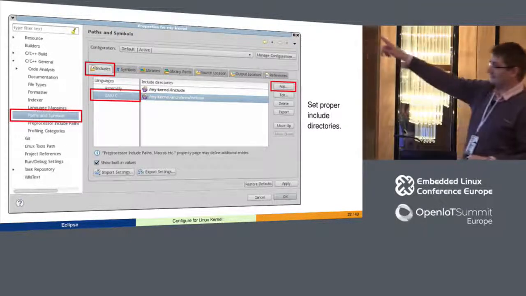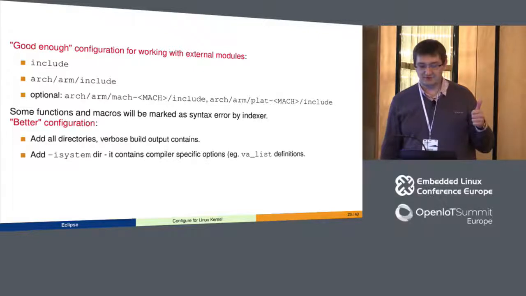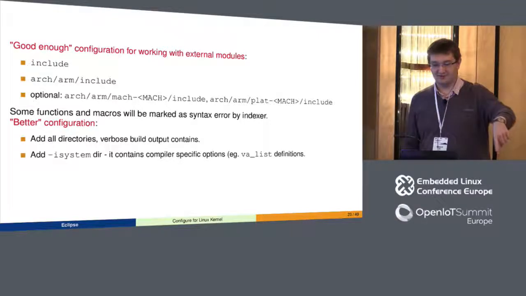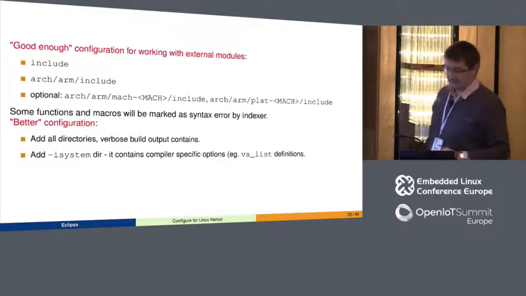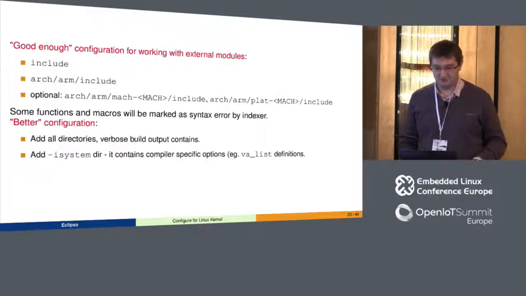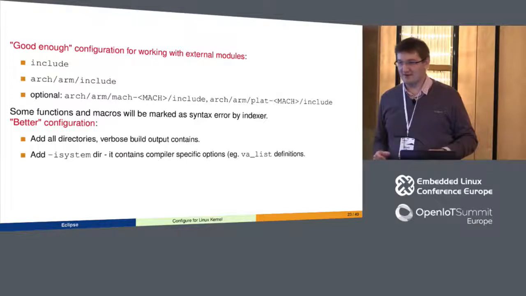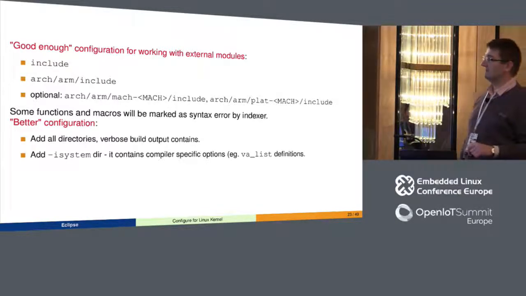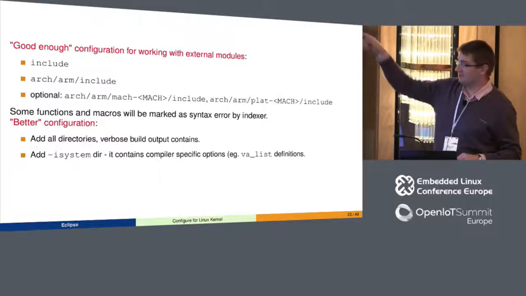So set proper include directories according to this. And well, the good enough configuration would be to include the arch/architecture/include. Actually, we have arm here. I tested it on MIPS, on PowerPC, and also x86, some Intel Edison boards. It's more or less the same. Sometimes, for quite older boards, like OMAPs, for example, from Texas Instruments, you also have arch/arm/mach include and plat include. So this also may be included. So this is the good enough configuration for external driver development.